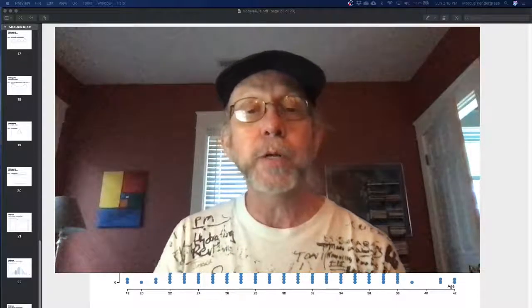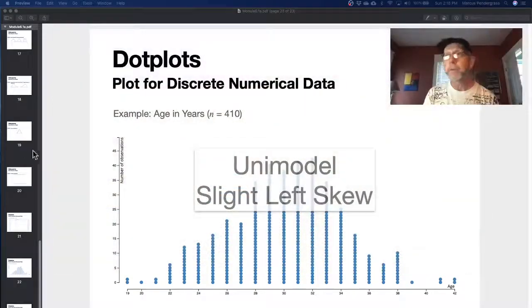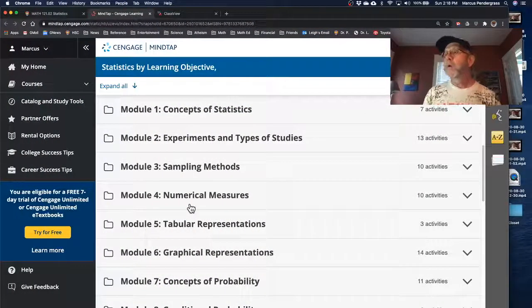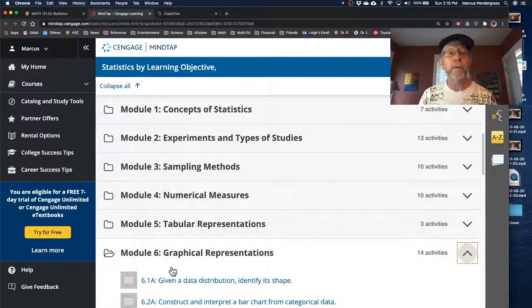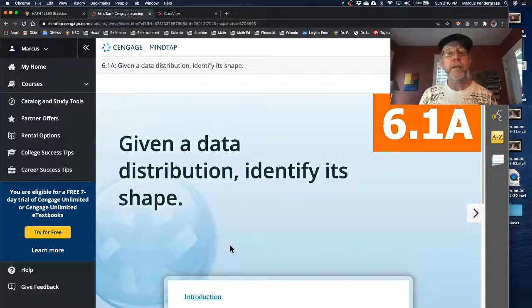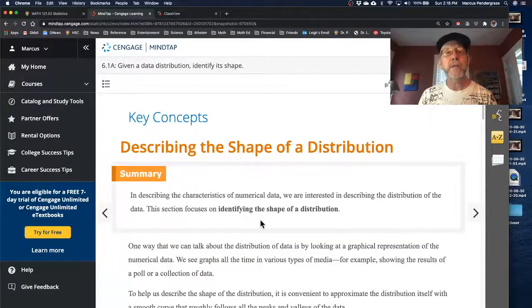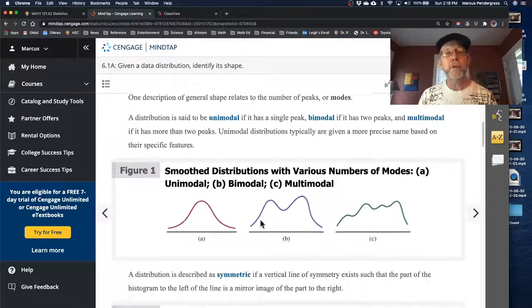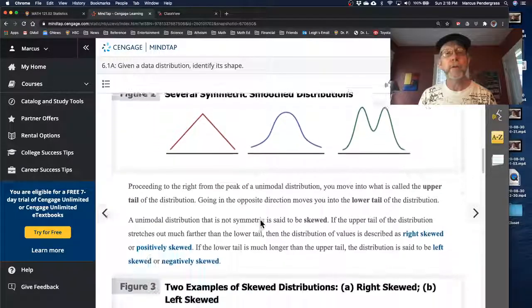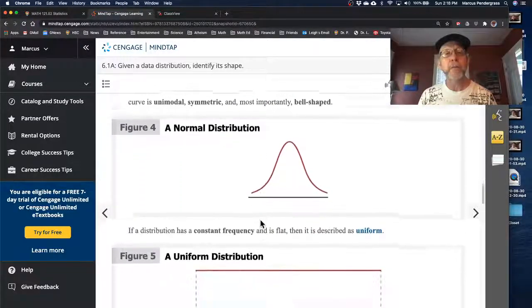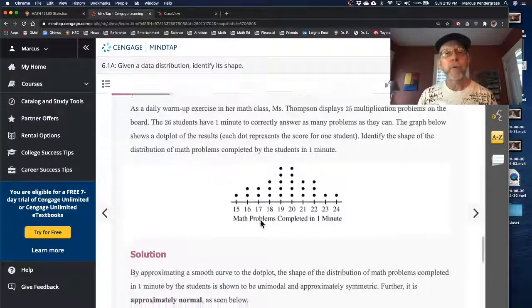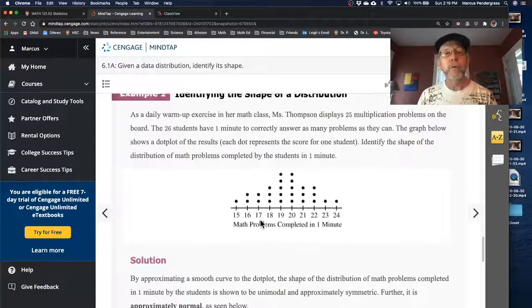Let's take a look at the ebook and see what it has to say about this topic. So we're actually going to skip a little bit. We're all the way down here in Module 6 now. So let me pop that open. And the section we're looking at is 6.1a. So let's see what that has to say here. Again, the key concepts are given in the first section of the chapter. There you see those distribution types I talked about before. And then they'll run through an example or two.